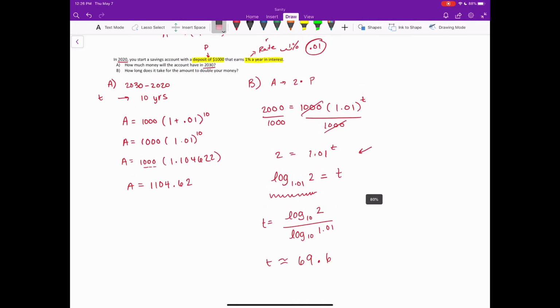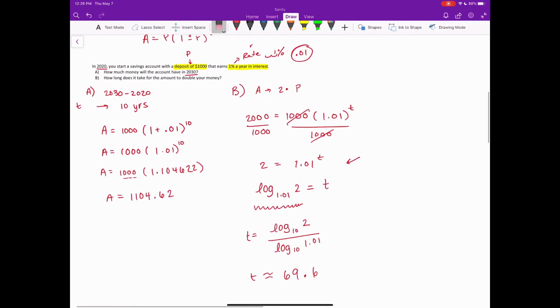Again, this was a two-part question. The first part was, just set up the exponential equation and evaluate it. The second part, since we had the exponential equation set up, we were able to solve using logarithms a little bit more complicatedly. Is that a word?